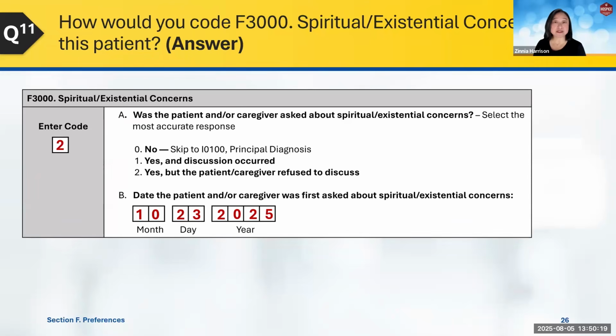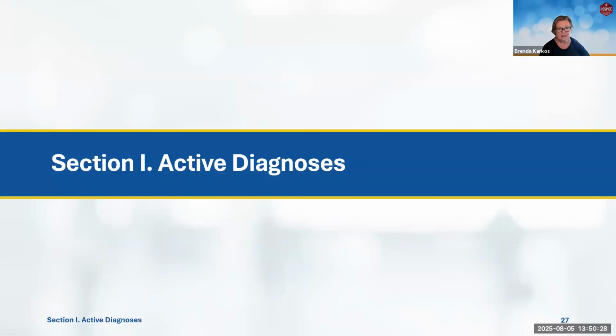Okay, so we've completed section F. Thank you, Terry, for walking us through those items. And now I turn it back to Brenda, who will walk us through section I. Thanks, Zinnia. So we have one more section, and it's a short one, before we take a break.